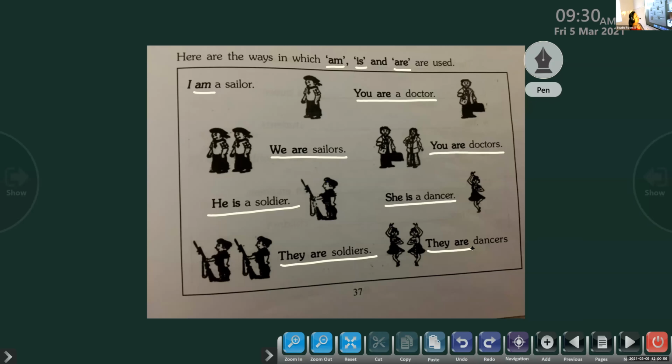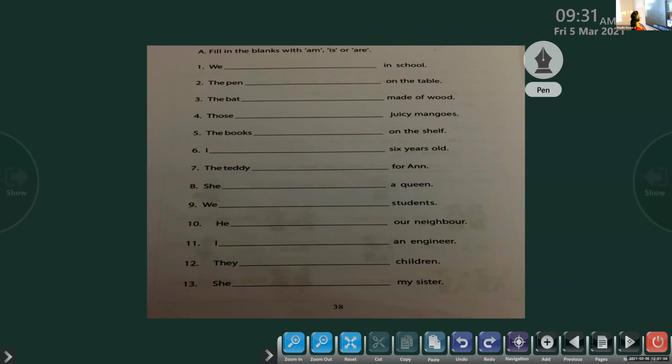Are you able to recollect? Yes? Sure? Okay, very good. Now, let's try to do a few examples. Krishna, unmute. Try the first one. We dash in school.